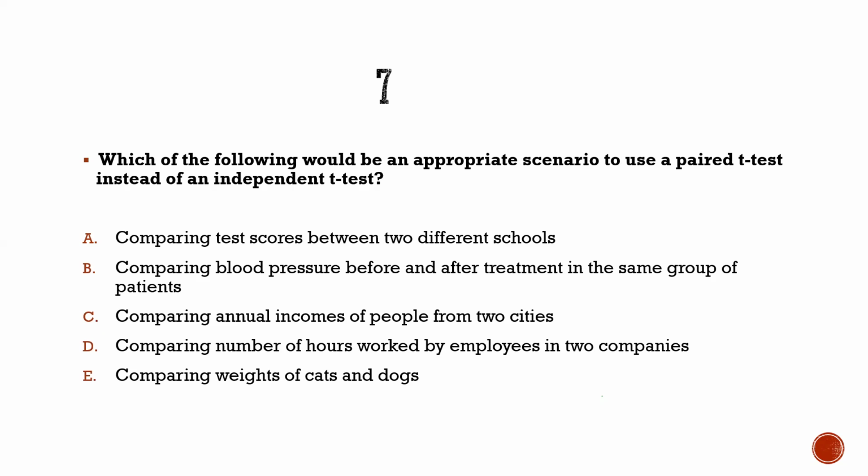MCQ 7. Which of the following would be an appropriate scenario to use a paired t-test instead of an independent t-test? A, comparing test scores between two different schools. B, comparing blood pressure before and after treatment in the same group of patients. C, comparing annual income of people from two cities. D, comparing number of hours worked by employees in two companies. E, comparing weight of cats and dogs. Yes, B is the right answer.